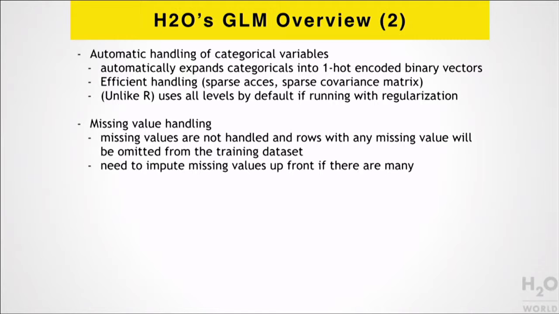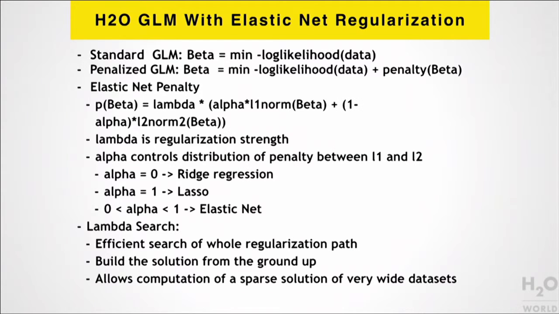We handle categoricals automatically, so you can upload your data set and categoricals will be auto-expanded for you, which is actually more efficient than pre-expanding them before. One note about missing values. You have to handle missing values yourself, so GLM will ignore all rows with at least one missing value.